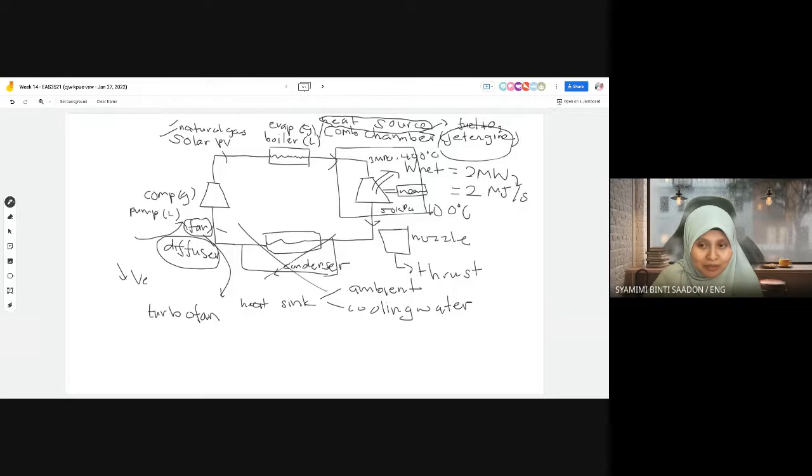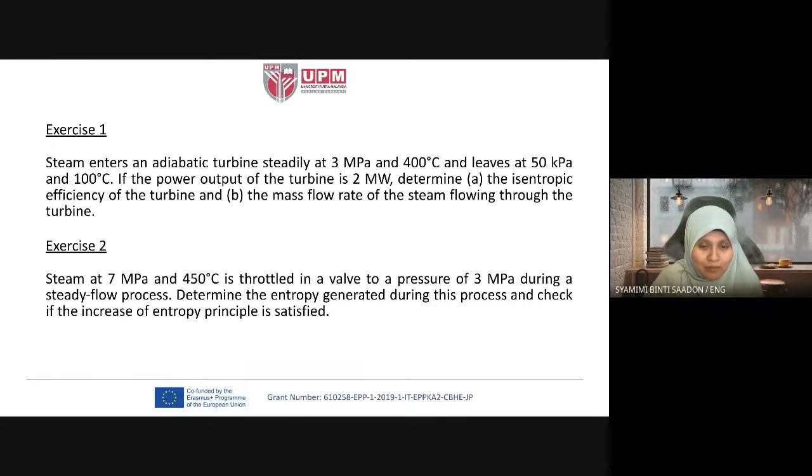Before you answer the question, I want you to sketch the process of this expansion in the turbine in a TS diagram, temperature versus entropy. How is the line of this expansion process in a turbine on the TS diagram? You can turn to the whiteboard, page 2. Just turn to page 2.